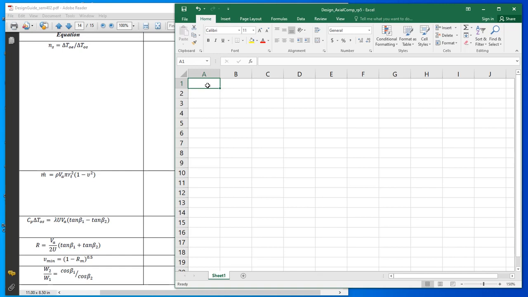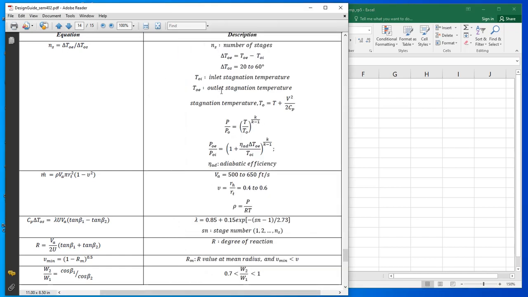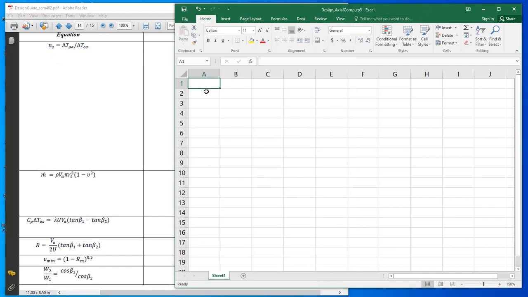So let's get started with filling our Excel sheet. On the screen we have our Excel sheet on the right hand side, and on the left hand side is our table of equations. As we have done in the other designs, we are going to follow the same sequence of equations. The very first design step is to calculate the number of stages, but before that let's write our design specifications.